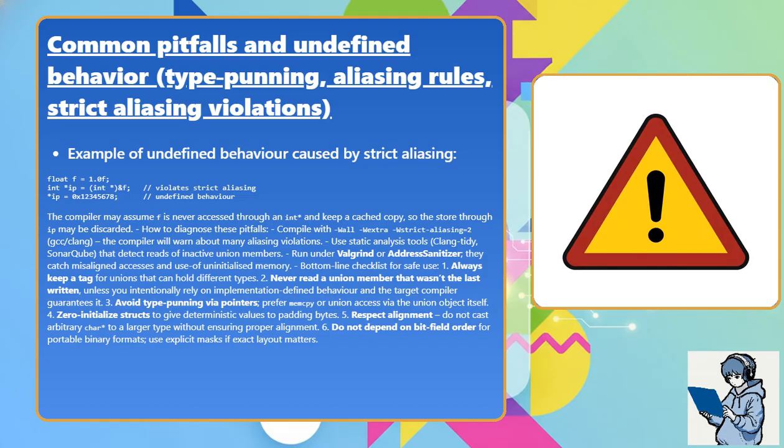Fourth, zero initialize structs to give deterministic values to padding bytes. Fifth, respect alignment. Do not cast an arbitrary character pointer to a larger type without ensuring proper alignment. Sixth, do not depend on bit field order for portable binary formats. Use explicit masks if exact layout matters. By following these rules, you stay within the defined part of the C language and avoid subtle, hard-to-debug crashes that often appear only on certain compiler and CPU combinations.